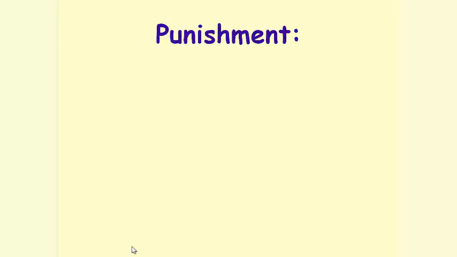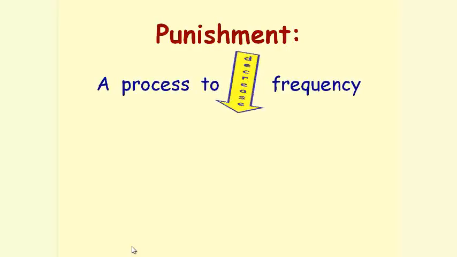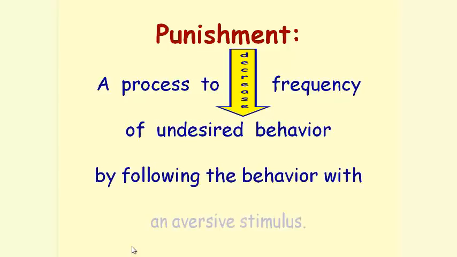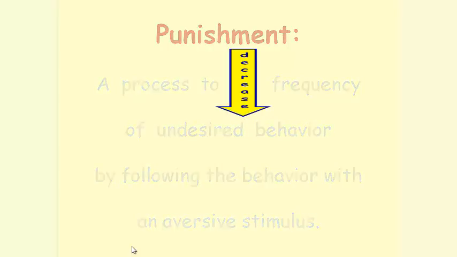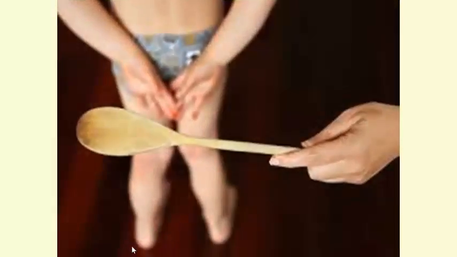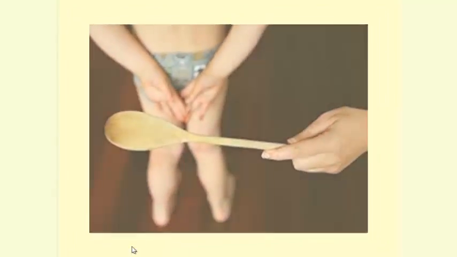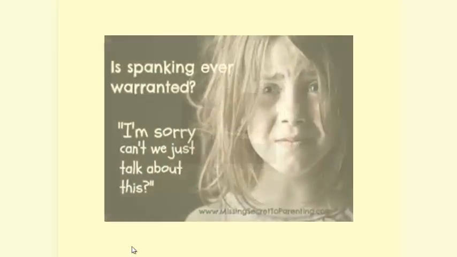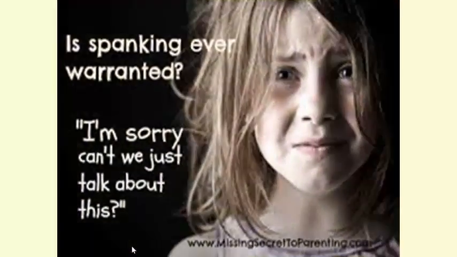Punishment is a process to decrease the frequency of an undesired behavior by following the behavior with an aversive or painful stimulus. Punishment is used often because it requires no imagination to create, and it works in the short term. However, what commonly occurs is that the person avoids the punisher or gets very sneaky with the behavior rather than truly stopping the behavior that was punished. You can probably recall examples of this from your own experience.